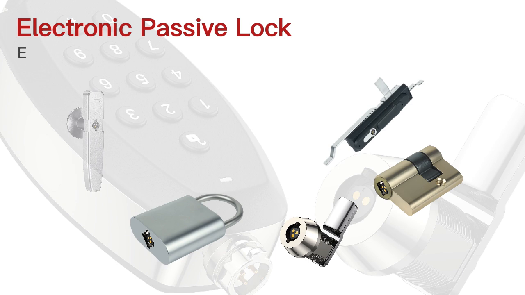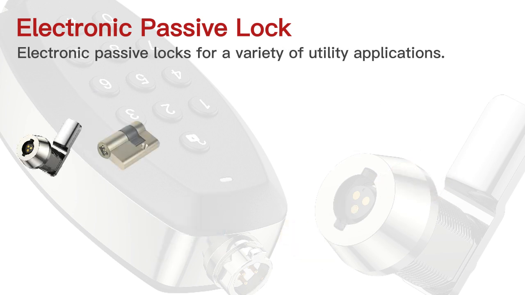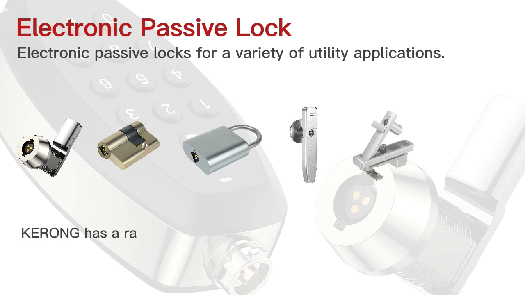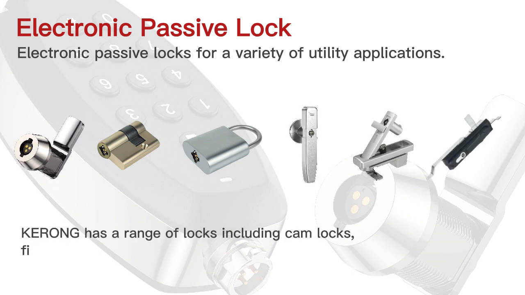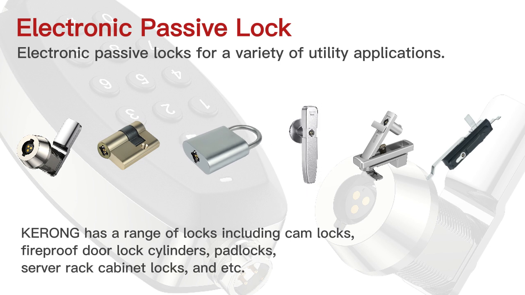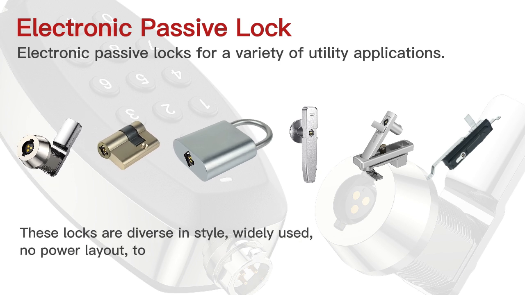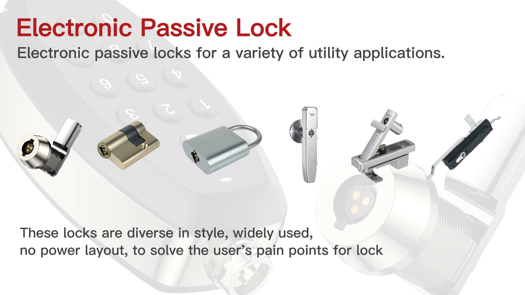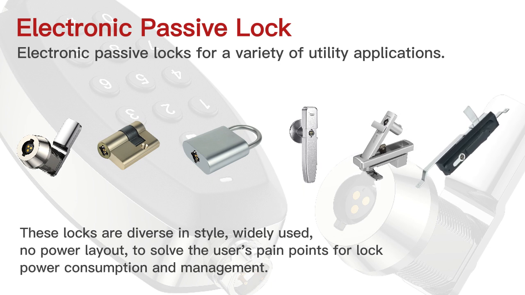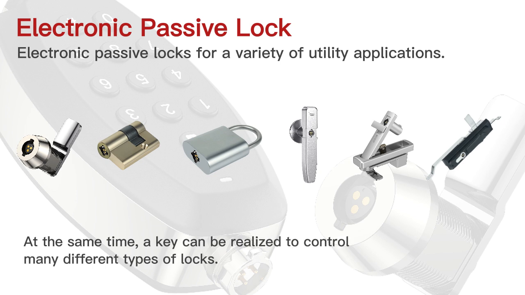Electronic passive lock. Electronic passive locks for a variety of utility applications. KENRONE has a range of locks including cam locks, fireproof door lock cylinders, padlocks, server rack cabinet locks, and more. These locks are diverse in style and widely used, with no power layout, to solve the user's pain points for lock power consumption and management. At the same time, one key can control many different types of locks.